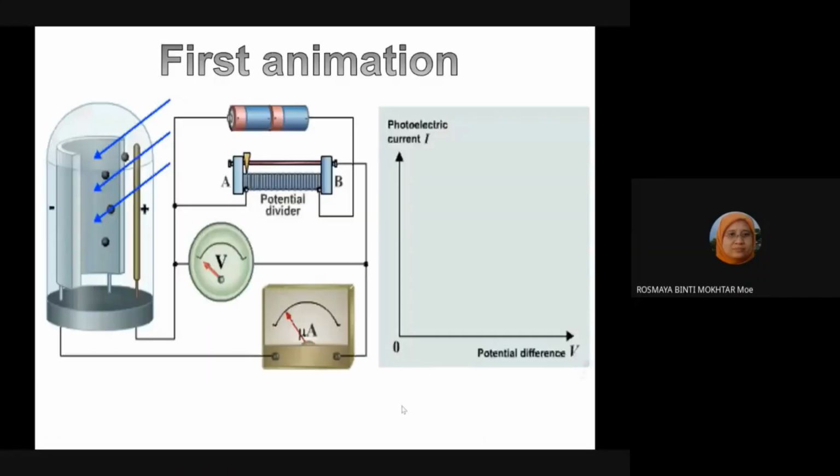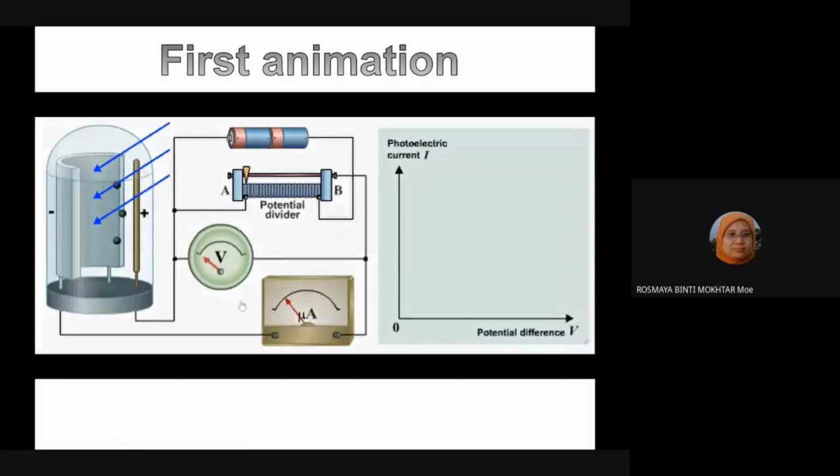Okay, so I repeat the animation. Voltage 0 across the cathode and anode here. The current is still shown here, the reading of the emitter. When we increase the voltage by sliding the potential divider, the current increases until maximum. Even though the voltage continues to increase, the current no longer increases, it has become maximum already.